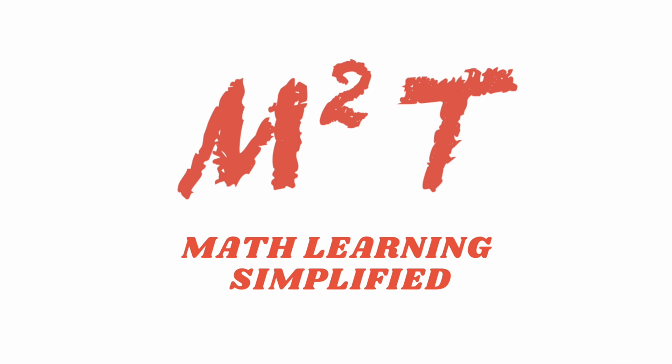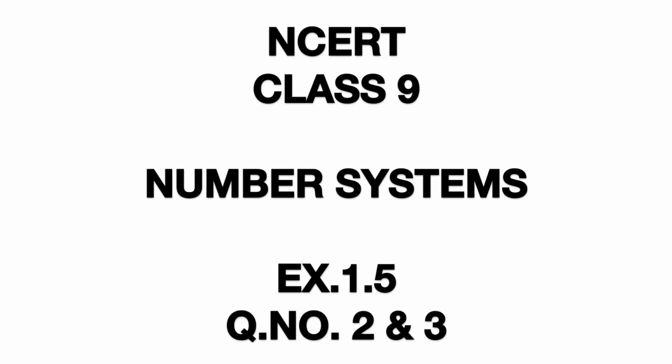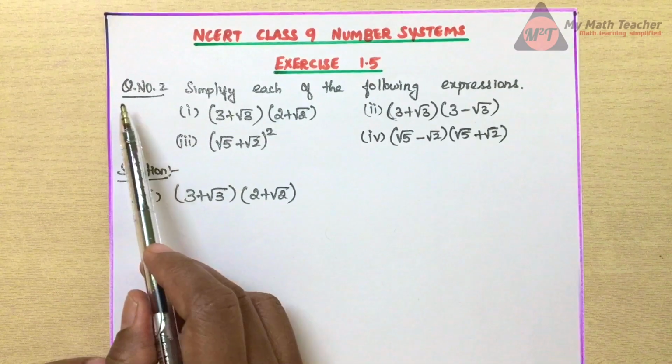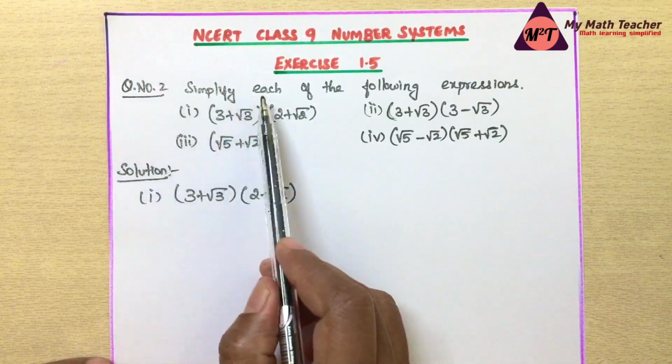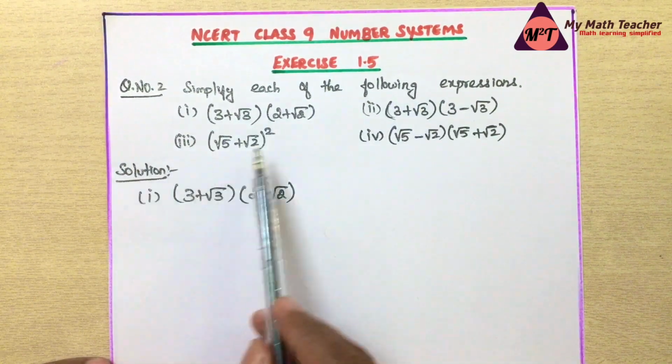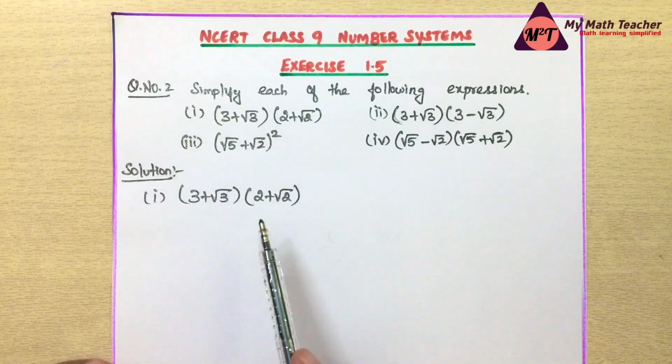In this video, I am going to solve question number 2 and 3 from exercise 1.5. The chapter is Number Systems for class 9 students from NCERT syllabus. Question number 2 is: simplify each of the following expressions. We have 4 subdivisions under this.